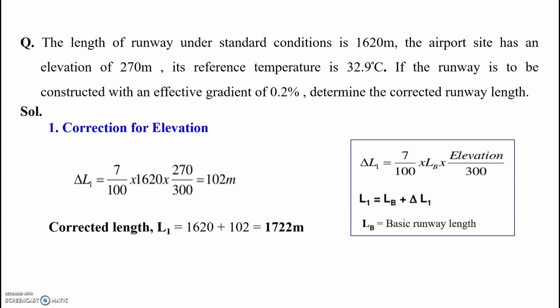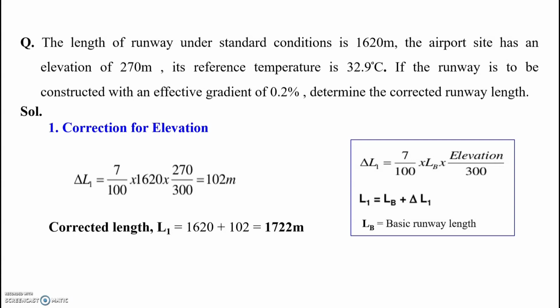Once you get your correction for elevation, the corrected length after applying elevation correction is L1, which is equal to LB plus delta L1. That is the existing runway length plus the correction for elevation. Substituting the respective values, you get L1, the corrected length after application of elevation correction, as 1722 meter. Now you have the value after applying elevation correction.